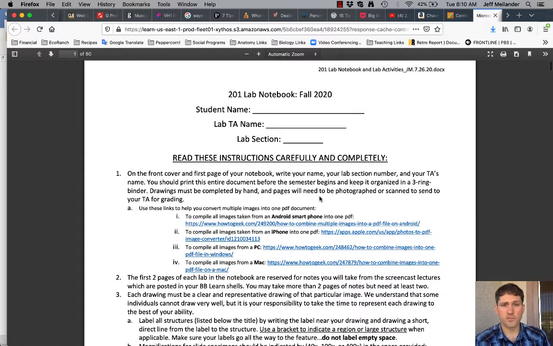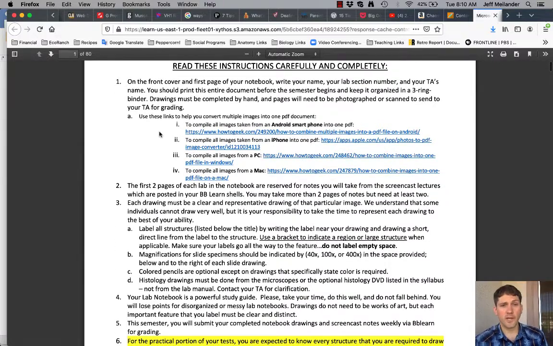So right up here we have instructions. One thing you're going to want to point out during the first week of labs is using these resources so that when they're uploading their documents and their drawings to BB Learn, they're compiling it into a single PDF. We don't want them emailing you 10 pictures of their drawings that you're trying to manage and grade. We want it in one PDF, and that's it, okay? And there's a spot for them to put that.